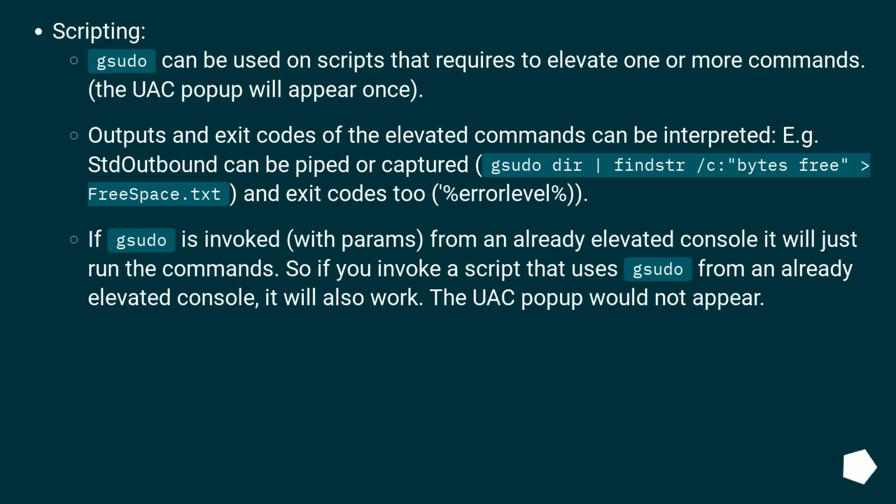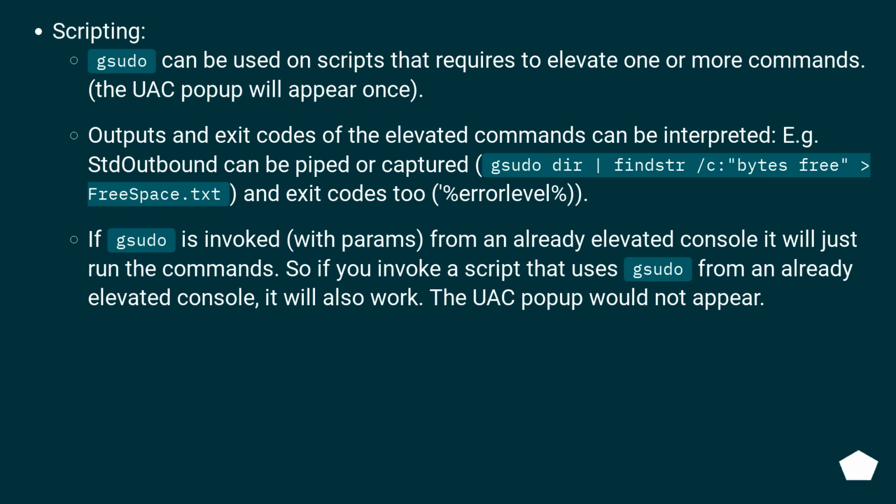Scripting. Sudo can be used on scripts that require elevating one or more commands. The UAC pop-up will appear once. Outputs and exit codes of the elevated commands can be interpreted. For example, stdout can be piped or captured: sudo dir | findstr /c:"bytes free" > free_space.txt, and exit codes go to %errorlevel%.